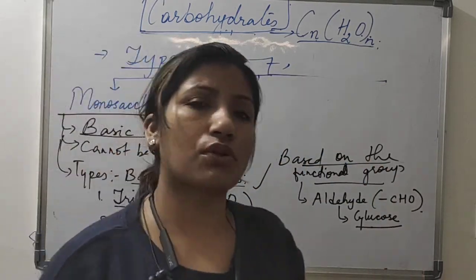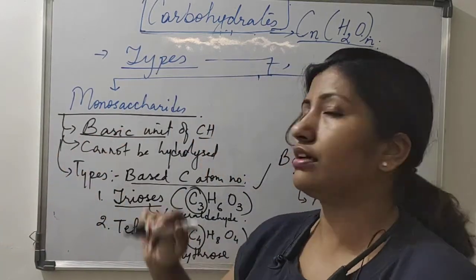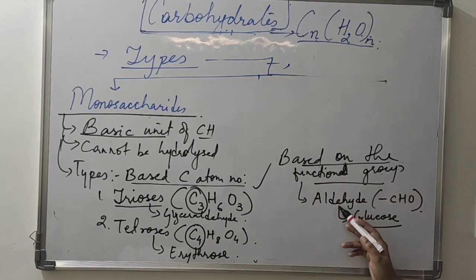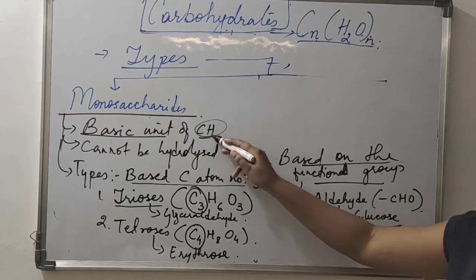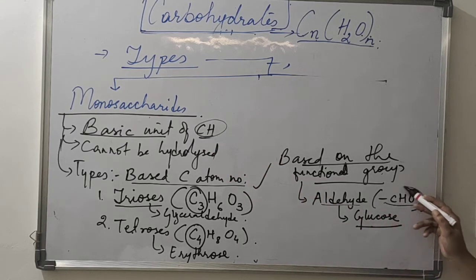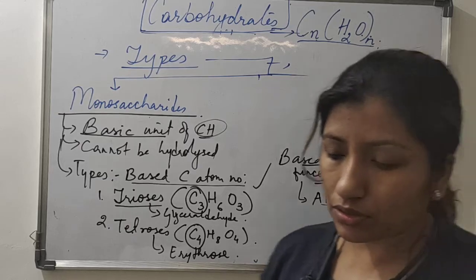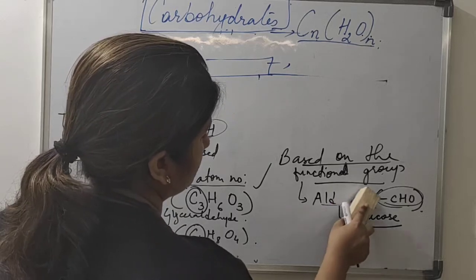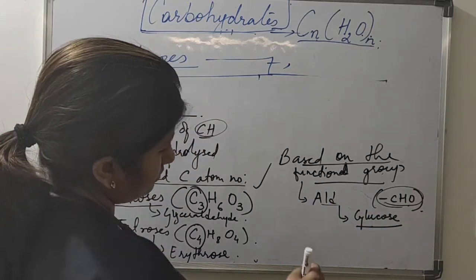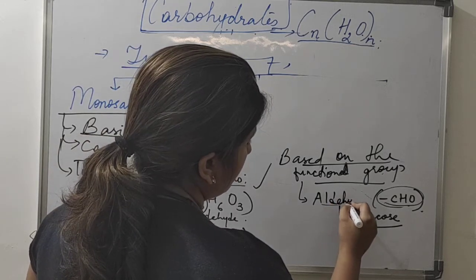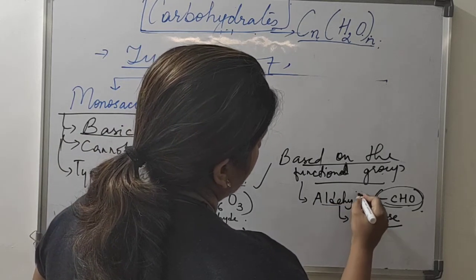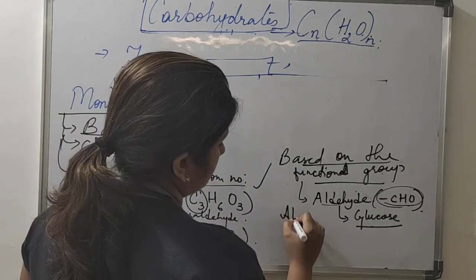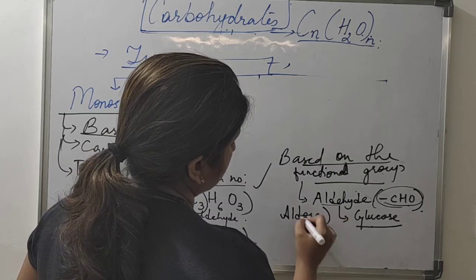So what is glucose actually? We have been learning glucose everywhere. It is a monosaccharide, and what type? Glucose is a monosaccharide where the functional group aldehyde is attached to the carbohydrate. When carbohydrate is attached with aldehyde, then it forms glucose. This aldehyde group type is known as aldose. Glucose is an example of aldose.